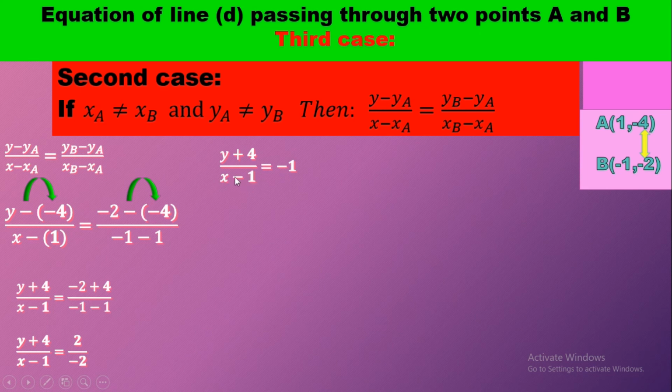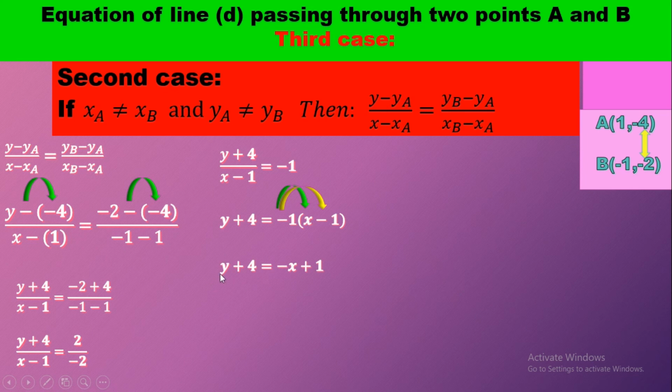Here we move x minus 1 to the other side. Divided by becomes times. So y plus 4 equals minus 1 into (x - 1). Here we have divided by. When we move it, it becomes times. Here we should multiply them in order to remove parentheses. Minus 1 times x, minus times plus is minus. 1 times x, you can write it x. Also minus times minus is plus. 1 times 1, 1. So we can write it directly. y + 4 = -x + 1.